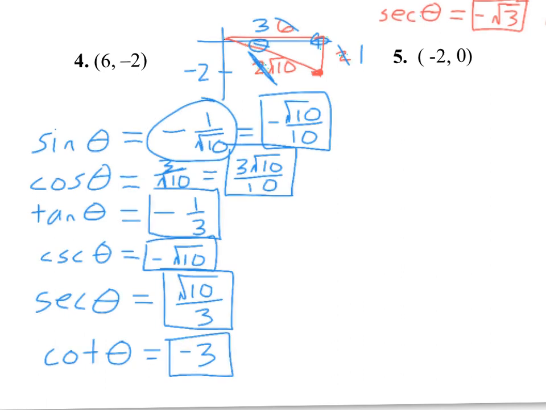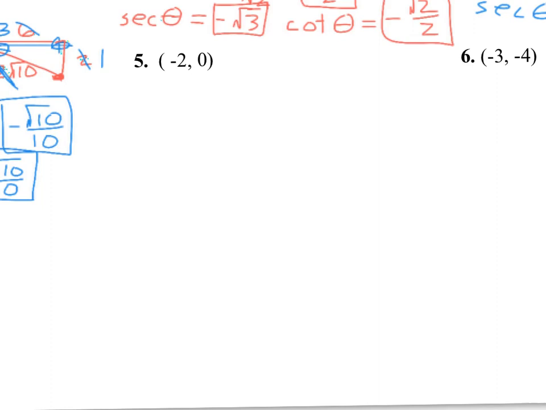Okay. Number 5 is another quadrantal. So I'm going to do number 5 without drawing a triangle, because it's impossible to draw a triangle. Alright, so doing the Pythagorean theorem, we have our x, we have our y. X squared is 4, y squared is 0. Take the square root of 4, and you get 2.